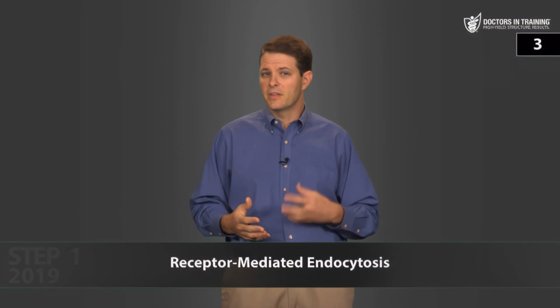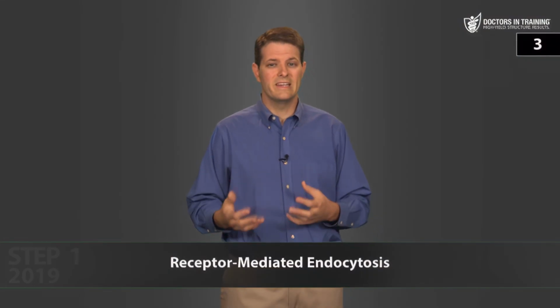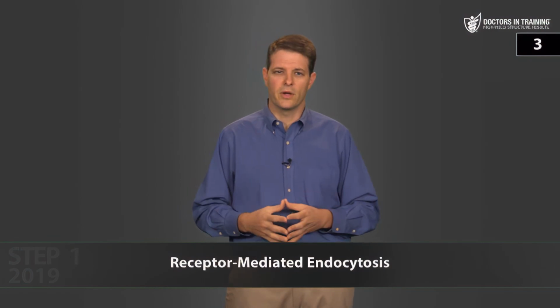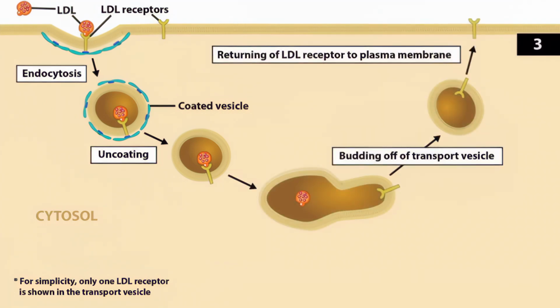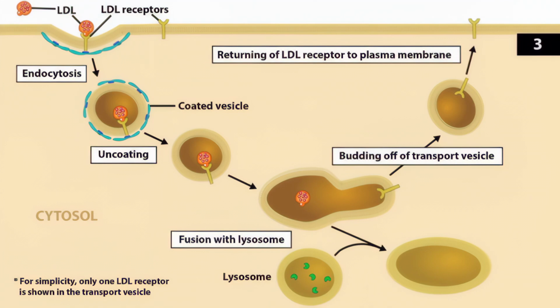Then something needs to happen to the contents of that vesicle before they can be released inside the cell. Let's look at the next drawing. What typically happens after the uncoating is that the receptors get recycled back to the plasma membrane, and what's left of the vesicle fuses with a lysosome so that all those hydrolytic enzymes inside the lysosome can break down whatever was brought into the cell.